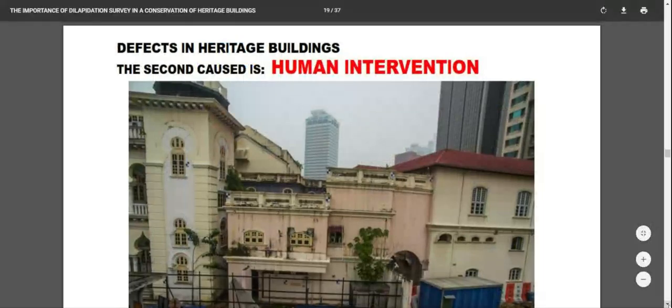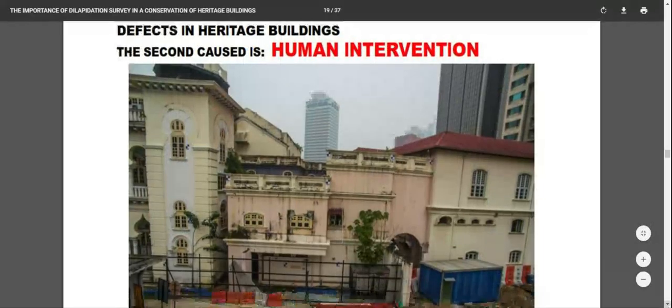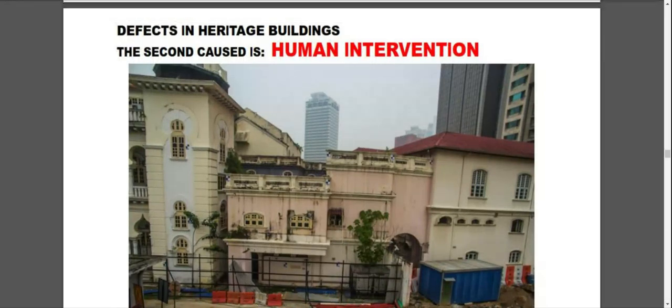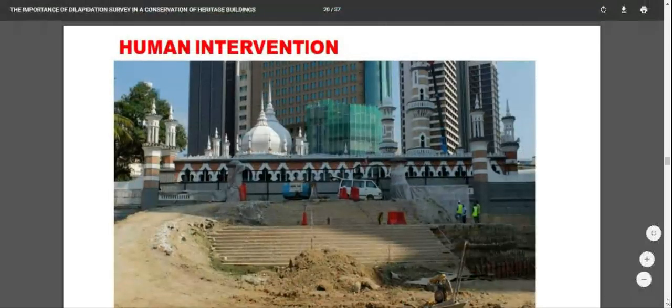Okay, this photo is showing the defects caused by human intervention, meaning that when doing the building renovation, they didn't follow proper guidelines, and they just bulldoze all the works, and they just add any walls wherever they want. So this may cause defects to the original buildings. And this is human intervention.